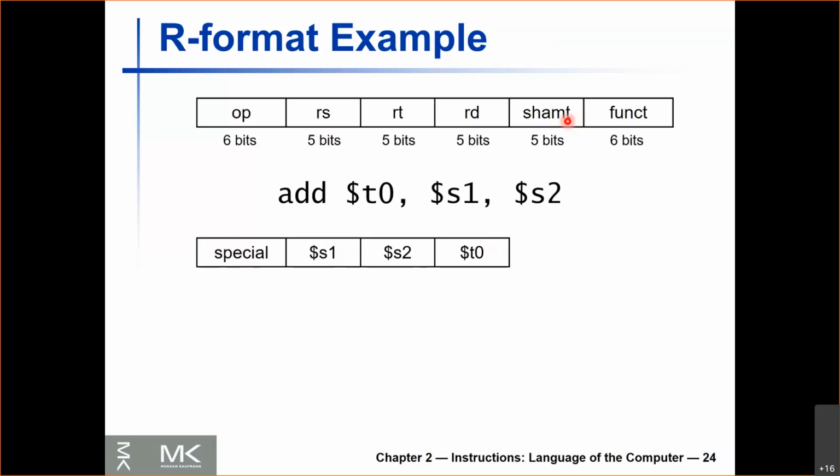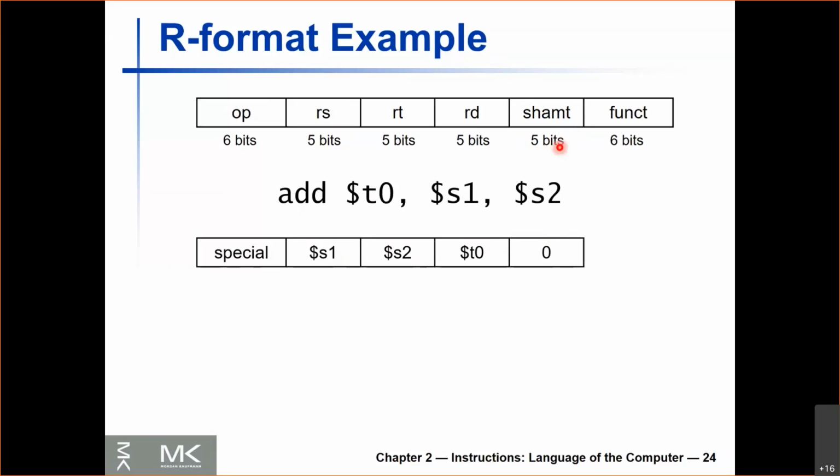I don't do any shifting when I do add, so I'm just going to put a 0 here. I'm going to ignore it. So this field over here, these 5 bits, they're unnecessary for the add instruction. But I'm going to reserve space for them anyway because I want my entire instruction to be 32 bits.